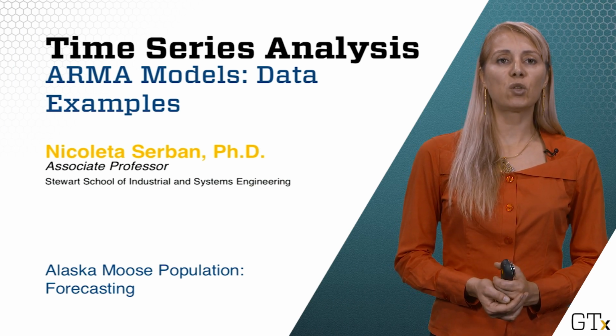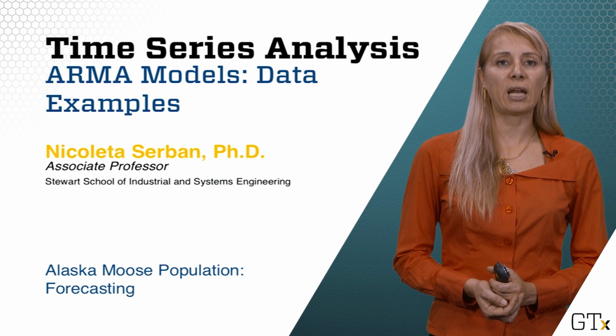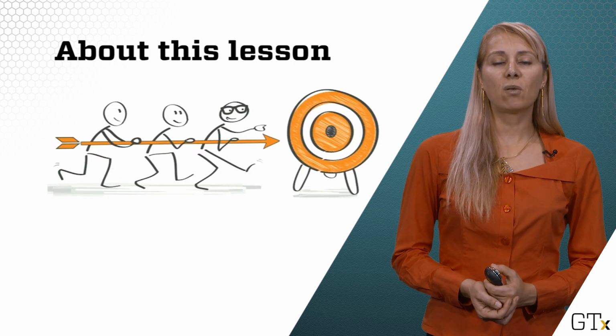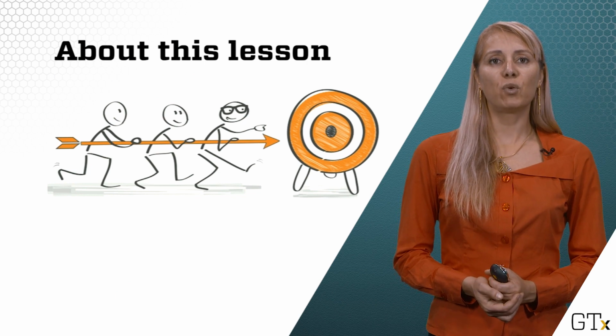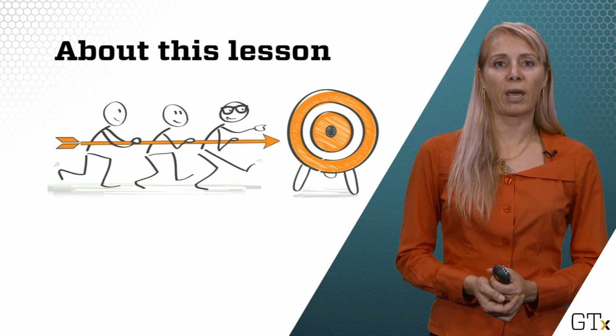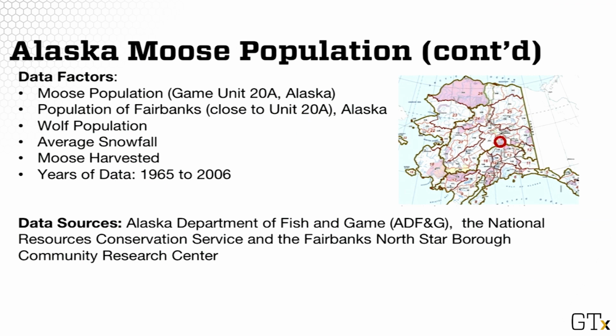This lecture is illustrating ARMA models with data examples. And in this lesson, I will continue the data example of modeling the Alaska moose population with the focus on forecasting. While we have data on factors influencing the population of moose in Alaska, in this lecture we only focus again on the forecasting of the moose population without knowledge of other factors, to compare later with predictions obtained using also other factors.